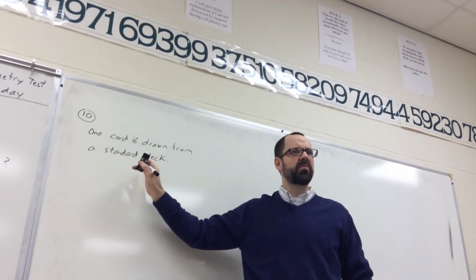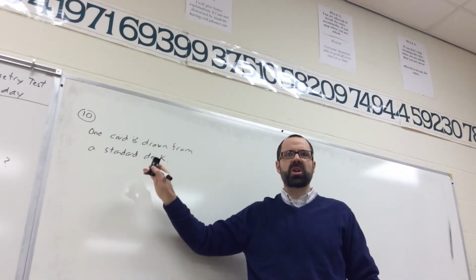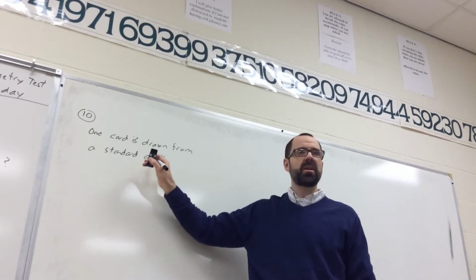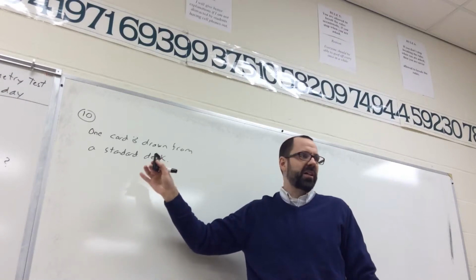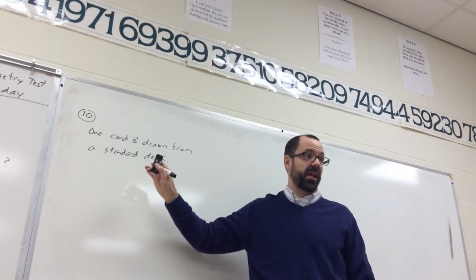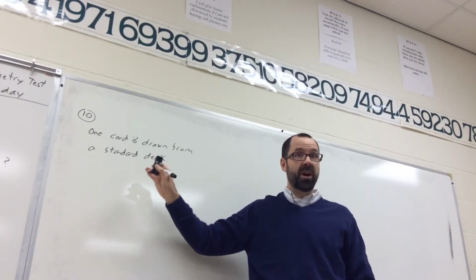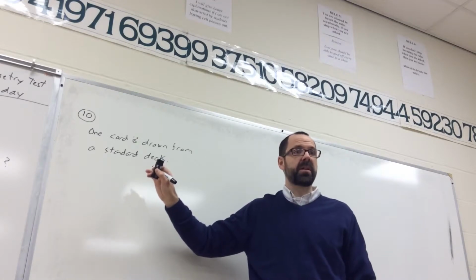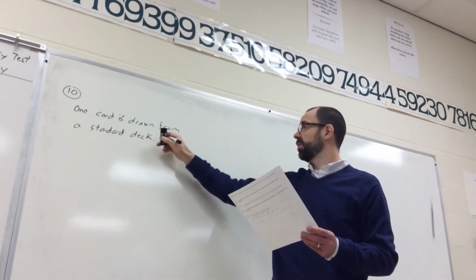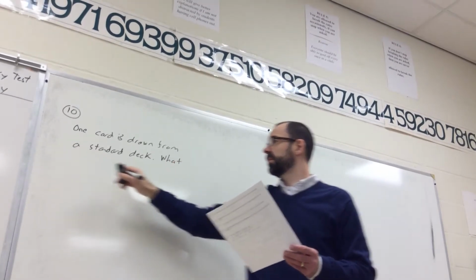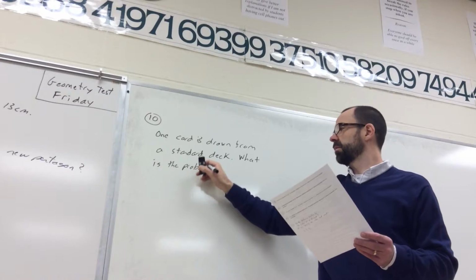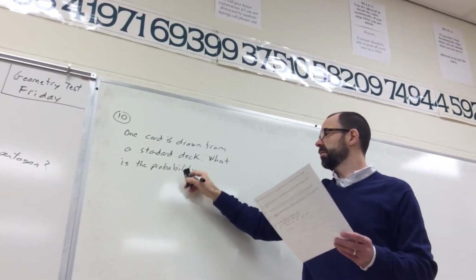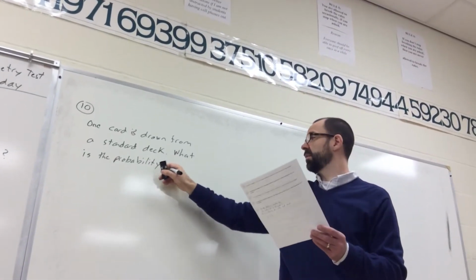So this is not super common knowledge, so we better talk about it. How many cards are in a standard deck? Yeah, 52 cards. Good. So if you have a regular deck of cards, there's 52 cards in the deck. And we're picking one of the 52. So the question is, what is the probability of drawing a club?